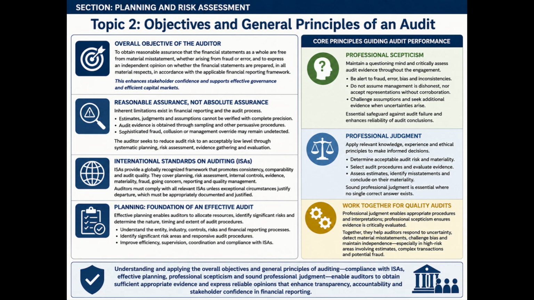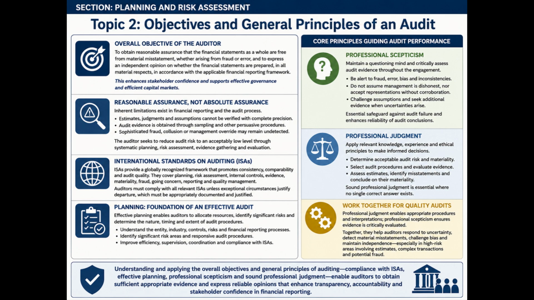Consequently, the auditor seeks to reduce audit risk to an acceptably low level through systematic planning, risk assessment, evidence gathering, and evaluation procedures before expressing an independent opinion. Understanding these inherent limitations is fundamental to appreciating the scope and purpose of external auditing.